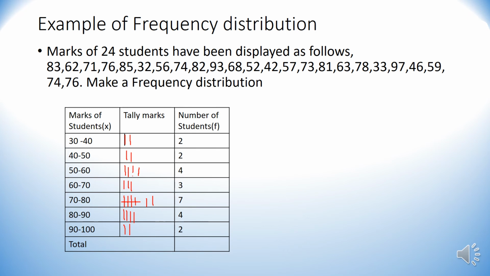Then the total will be the number of students. The question itself has given that we are dealing with 24 students. That means our tally marks should add up to 24. So add this: 2 plus 2 will be 4, 4 plus 4 is 8, 8 plus 3 will be 11, 11 plus 7 is 18, 18 plus 4 will be 22, 22 plus 2 will be 24, and hence the total is going to be 24. This is how we are going to make the frequency distribution.